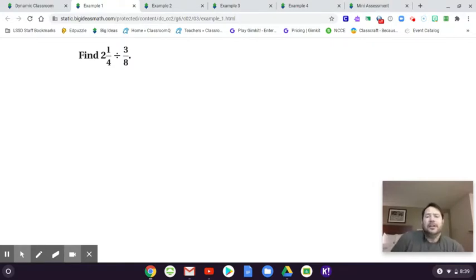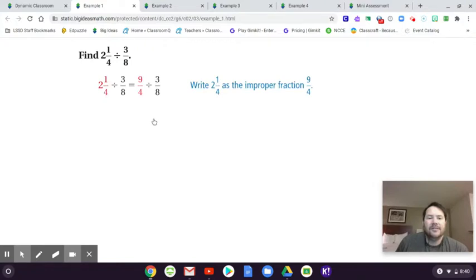Now, hopefully you know how to turn mixed fractions like 2 and 1/4 into improper fractions. So what is 2 and 1/4 as an improper fraction? Yes, hopefully you said 9/4. So what you do is you do 2 times 4 is 8, plus the 1 makes 9. 4 is our denominator. So we have 9/4 divided by 3/8.